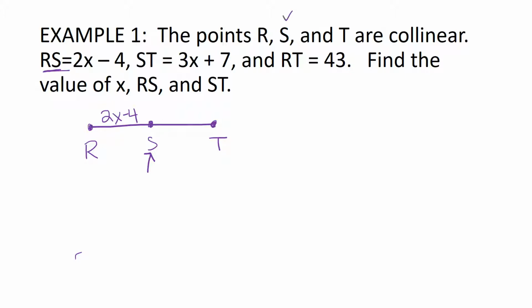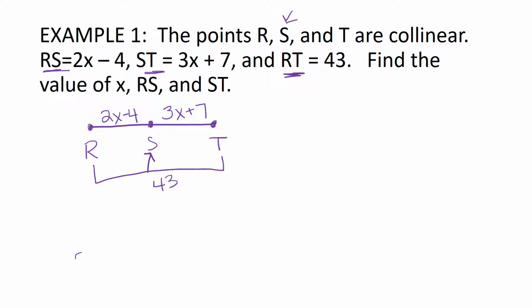Right here, it's labeled in the middle of R and T, and then they're collinear. That means they're all on the same line. It's happening in sequential order. So that's why S goes in the middle. Now the next thing we know is ST is 3x plus 7. I also know that the whole segment RT is 43.